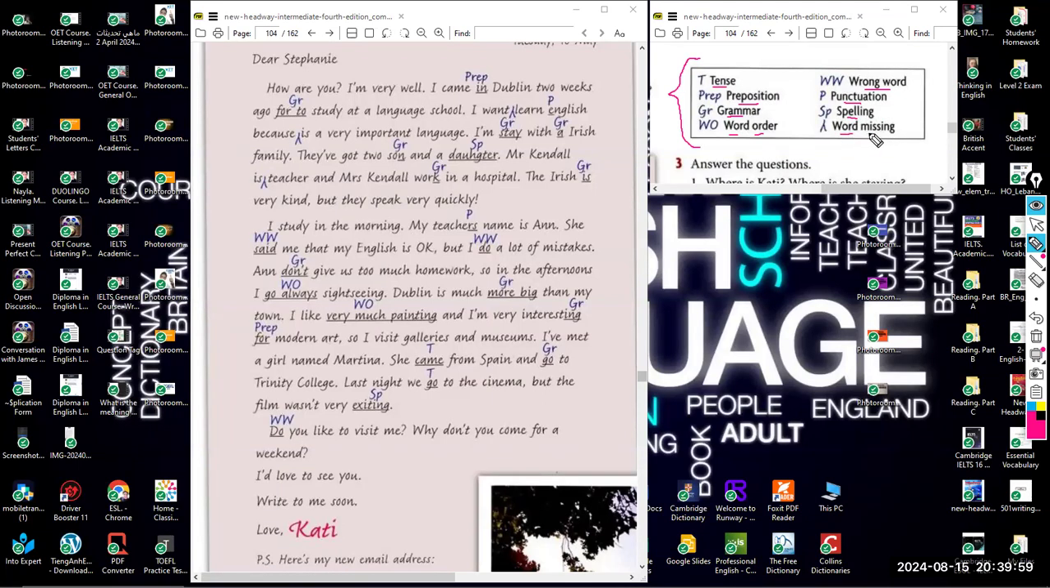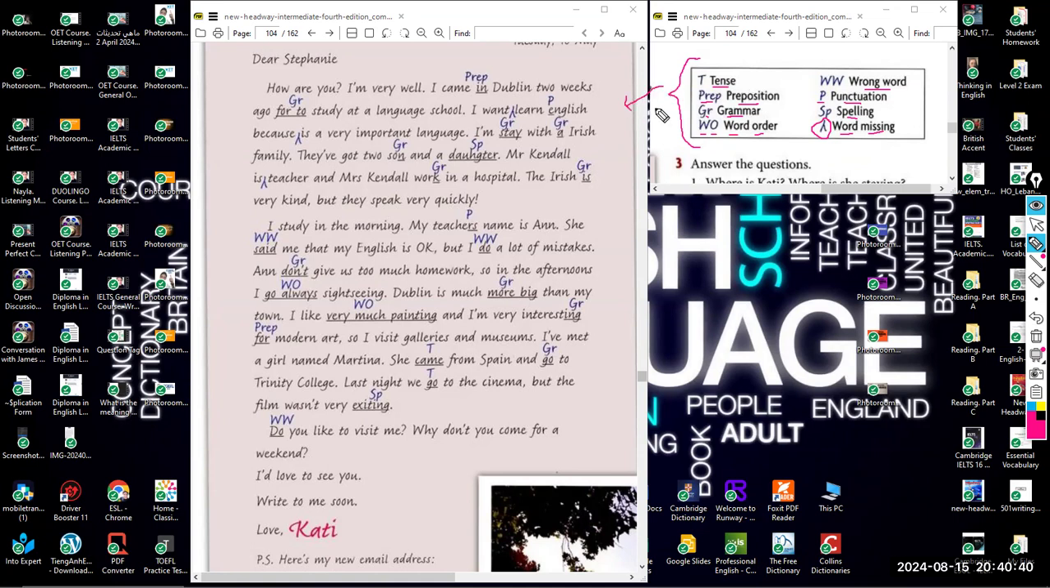Finally, word missing. So notice here, guys, we have symbols for these steps or things that I have to consider. Now, the tense, I have to mention as T, prepositions as PR, the grammar, GR, word order, WO, the wrong word, W, punctuation marks as only P, and the spelling, SP. Finally, word missing, I have to mention it with this symbol. Now, let's check all of these in this piece of writing.